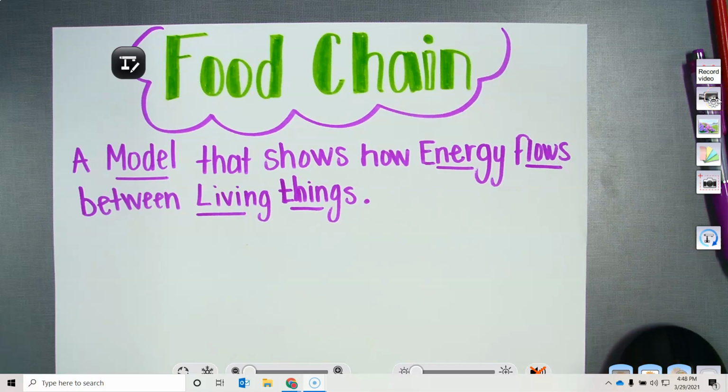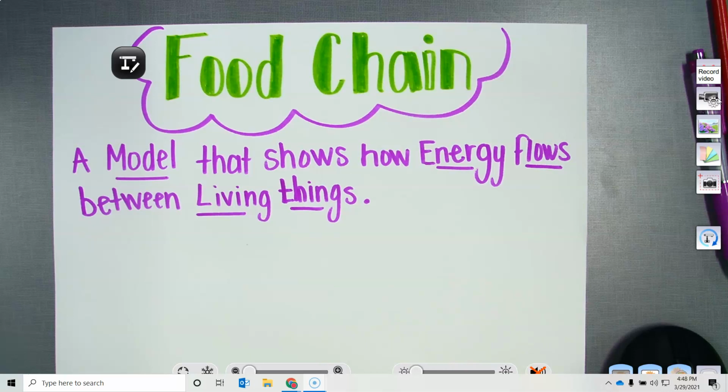Hey guys, so in science, we are going to be starting a new unit. So we talked about environment, we talked about ecosystems, which are just different places where animals or living things are at. For instance, a forest would be its own ecosystem, a pond would be its own ecosystem. Different places in the ocean would be an ecosystem.